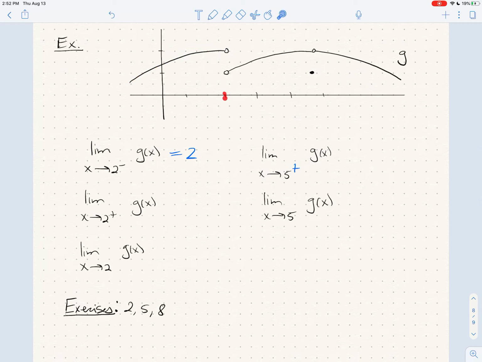As x goes to 2 from the right, so I'm coming in like this, the function is, let's start here, getting closer and closer to this y value. It's coming down to that y value, which is 1. So the limit as x goes to 2 from the right of g of x is 1. And therefore, because these are not the same, we know that the limit as x goes to 2 of g of x simply does not exist.